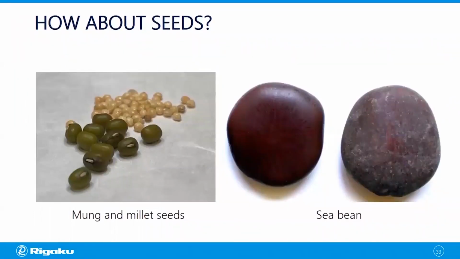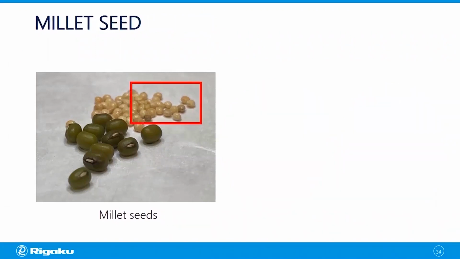Now let's look at some CT imaging examples for seeds. So this slide shows a couple of examples of seeds. On the left are mung and millet seeds. Mung seeds are the green seeds and millet are the smaller yellow ones. Not all seeds are small, so for an example, I show you on the right some sea beans, which are commonly also referred to as drift seeds, and these are much larger. So we'll come back to these seeds in a second, but first let's take a look at some small ones.